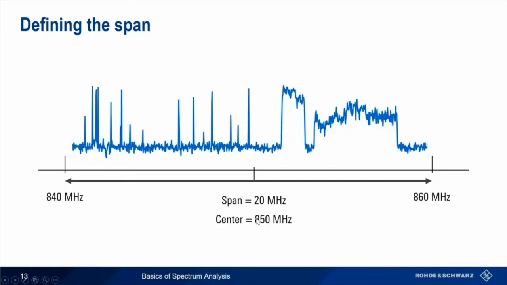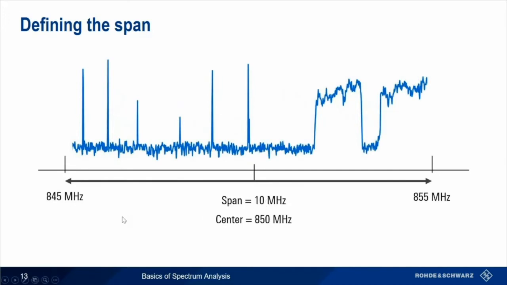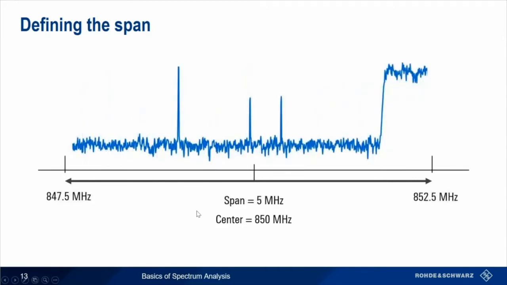And so if we set our center frequency at 850 megahertz, and instead of 20 megahertz, we set our span to 10 megahertz, now our start frequency is 845, our stop frequency is 855, and you can see that we've essentially zoomed in on that signal. If we went to something like a span of 5 megahertz, again, we've moved in closer on the signal, and our start frequency now is at 847.5 megahertz, the stop at 852.5. And again, this is just a little bit easier method of entering the criteria to be able to look at the spectrum that you're interested in.